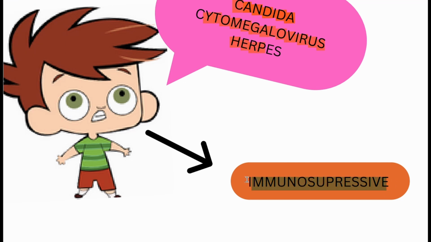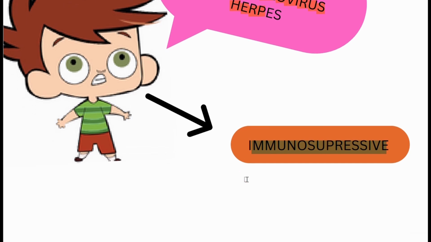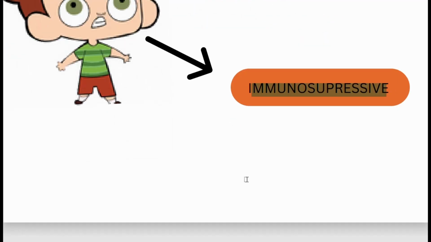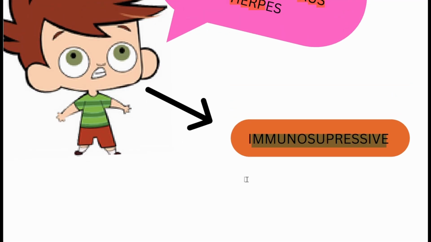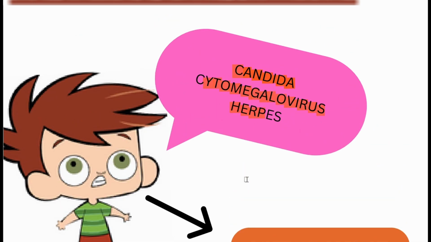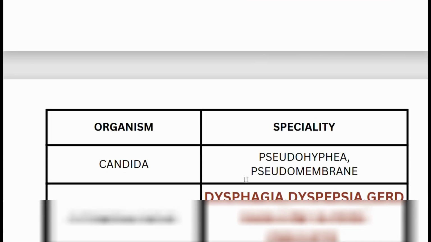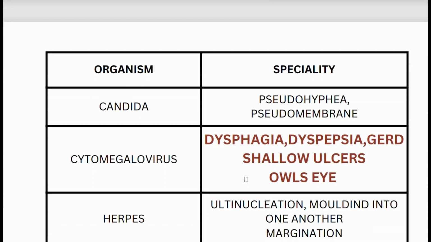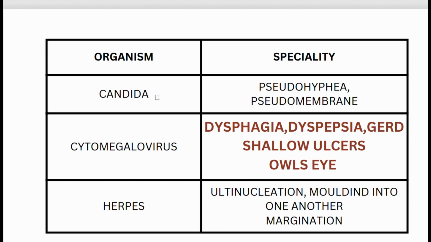Immunosuppressed means people with TB, tuberculosis, or HIV, people with cardiac failure, and people with diabetes mellitus and some other diseases. Their immune system is very low, so these people are more prone to infective esophagitis. From every organism, we should know some important points. For example, if Candida is causing esophagitis, it leads to pseudohyphae and pseudomembrane.